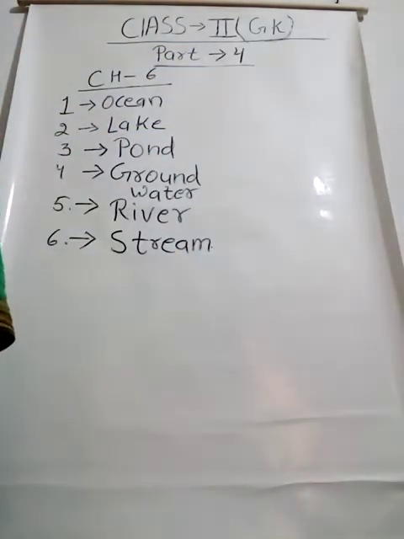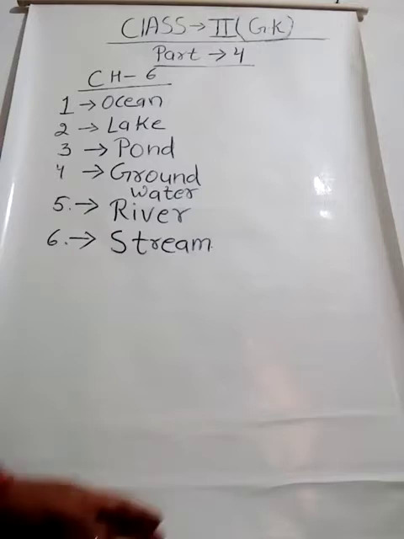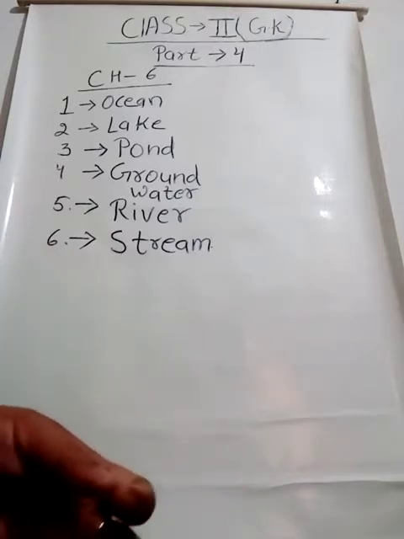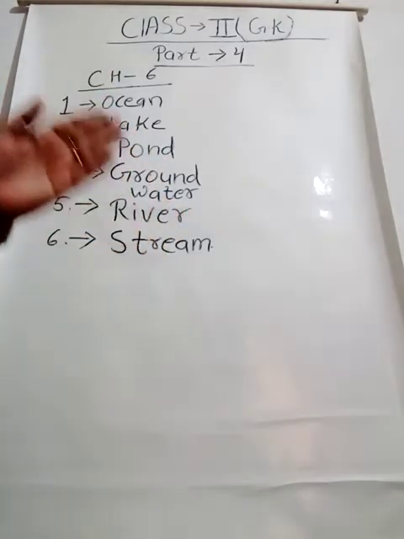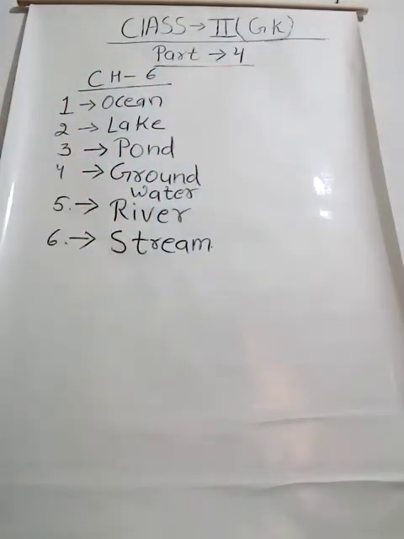Water has no color, no taste and no smell. We cannot smell it. Water does not have a particular taste, and it does not have a color. 70% of the earth's surface is covered with water. Only 30% is land. 70% of the earth is covered with water and 30% is land.